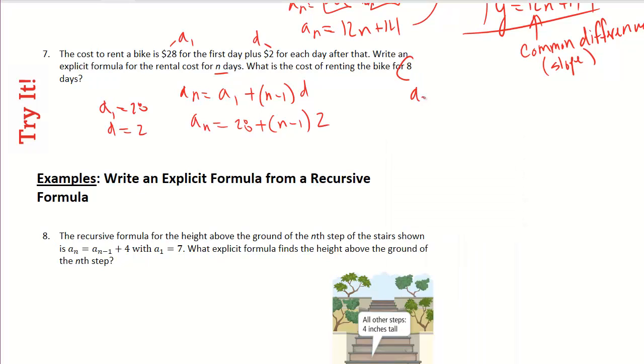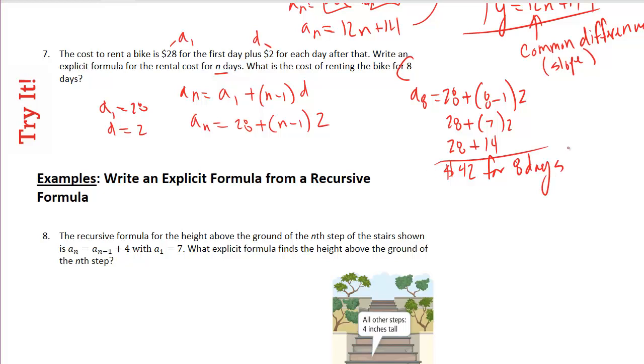So if I substitute that in, I have a sub 8 is equal to my first term, 28, plus 8 minus 1 times 2. So again, a little simplifying, 8 less 1, 7. 7 times 2 is 14. 14 and 28 is going to be 42. So $42 for 8 days. Okay, another way to notate that using your subscript notation, a sub 8 is equal to 42.